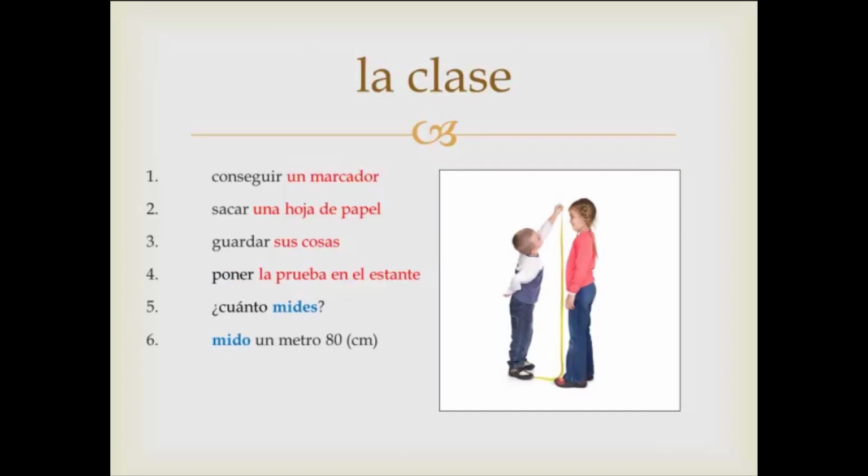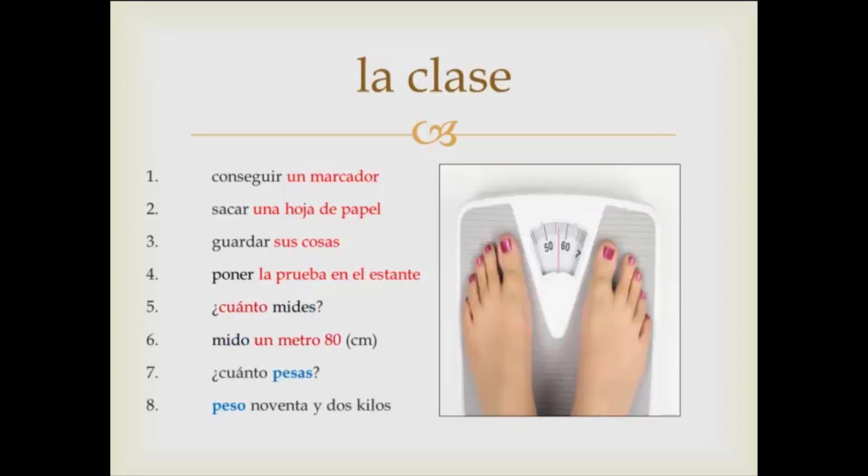¿Cuánto mides? Is a question. How much do you measure? Literally, the question in English would be, how tall are you? How much do you measure? And you would say, I measure 1.80 meters. 1.80 centímetros. And that's going to differ, obviously depending on your height. But you're going to answer mido, and then you put in your height. ¿Cuánto pesas? How much do you weigh? Peso 92 kilos. I weigh 92 kilos.